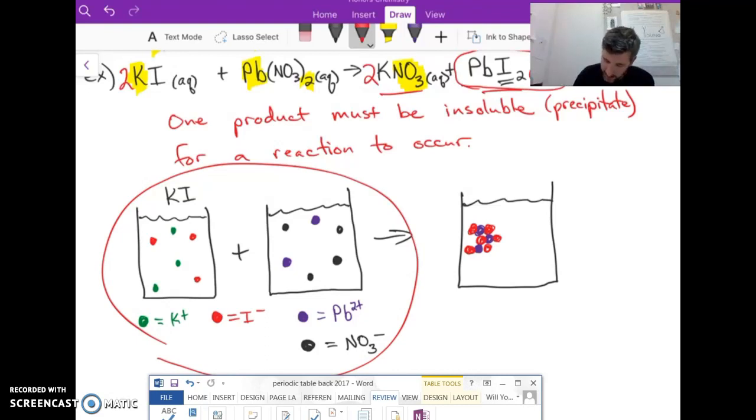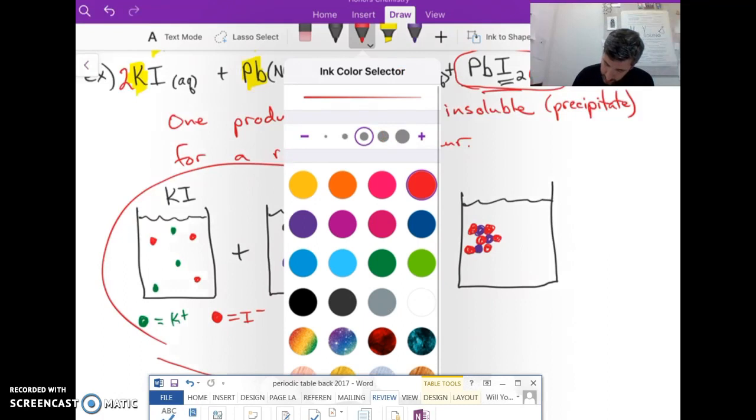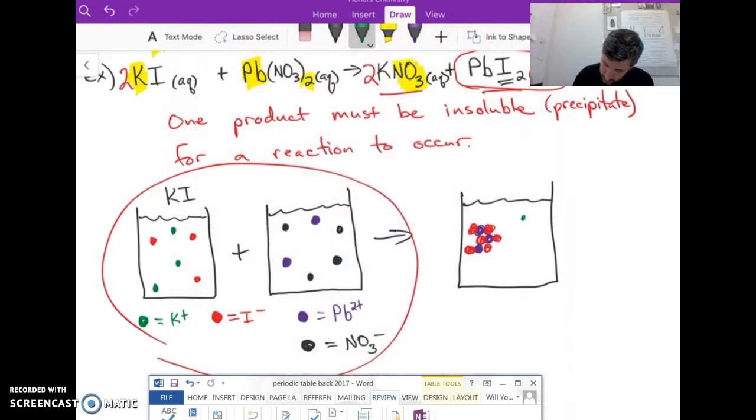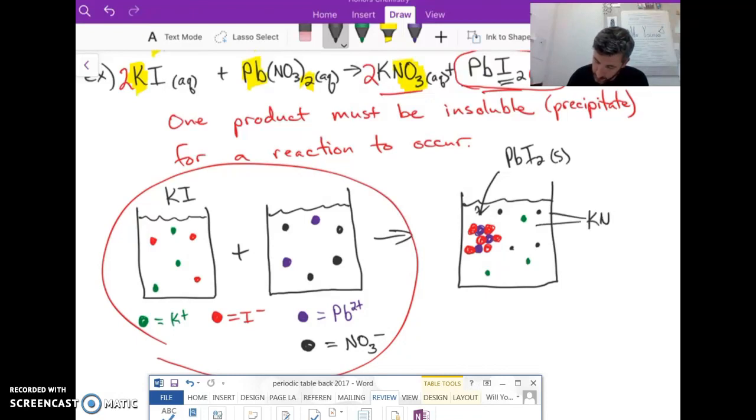Now in this case I am going to have a couple of leftover ions that haven't changed, and that's my KNO3, that's my K plus, which was my green. So I'm going to have still some of my little green guys floating around, and then that's going to be my NO3 minus, the little black ones, and so they're going to be floating around as well. And so this represents my precipitate. So that's that, and then these two guys represent my KNO3 aqueous.